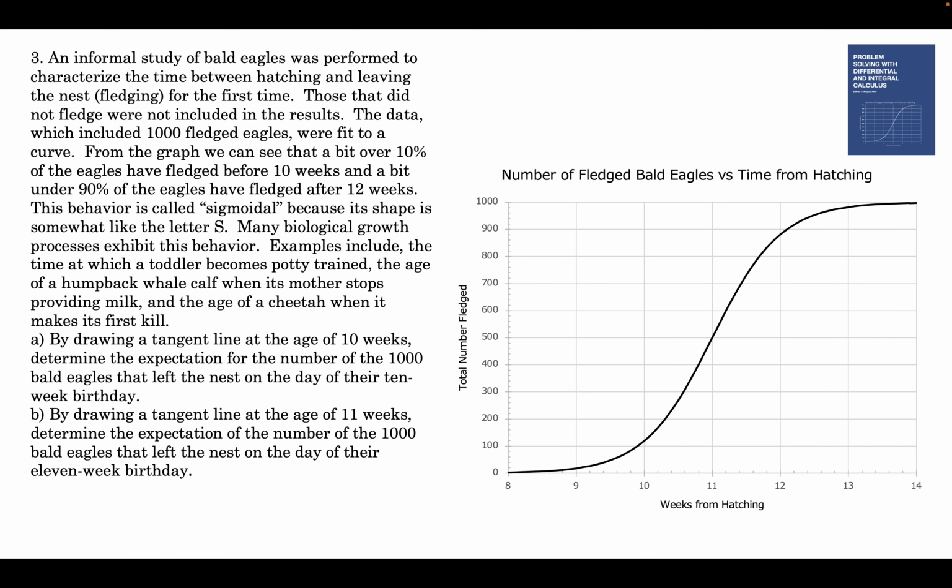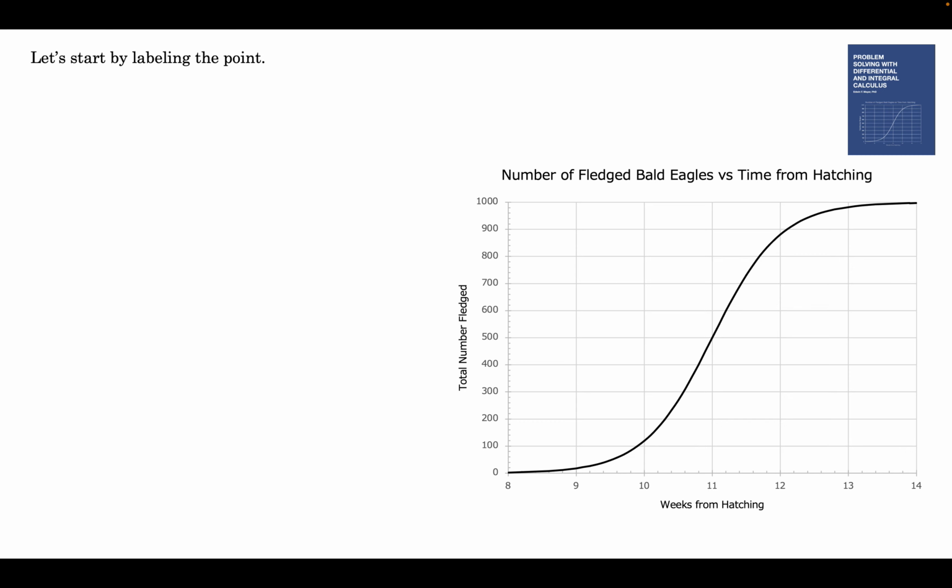So part A: draw a tangent line at 10 weeks and estimate how many of the 1,000 left on the day of their 10-week birthday. And part B asked us to do the same thing at 11 weeks. Pretty straightforward. So let's start by labeling a point. We're doing 10 weeks right there. We're going to draw a tangent line at that point to get the slope.